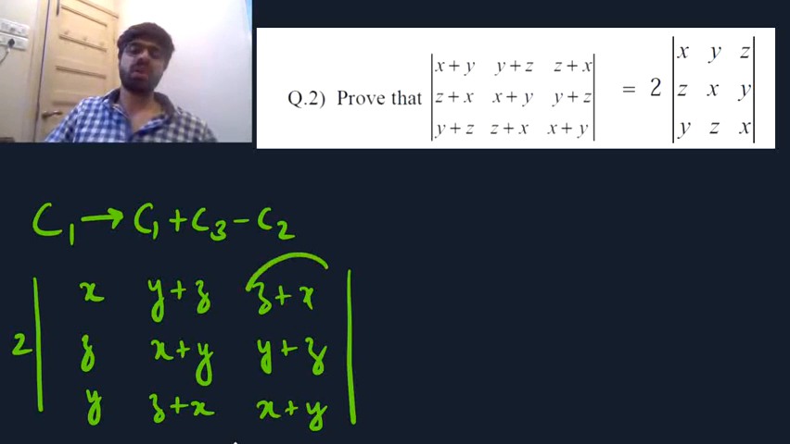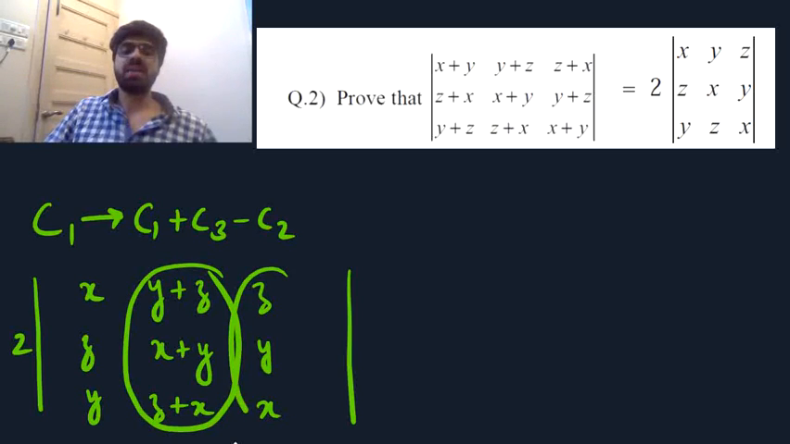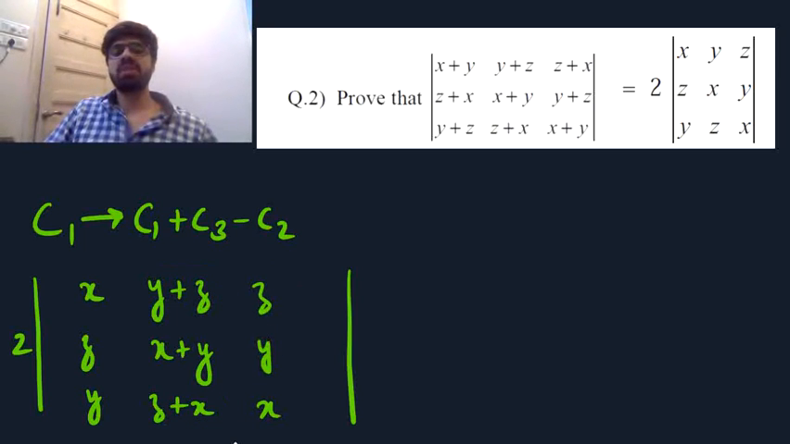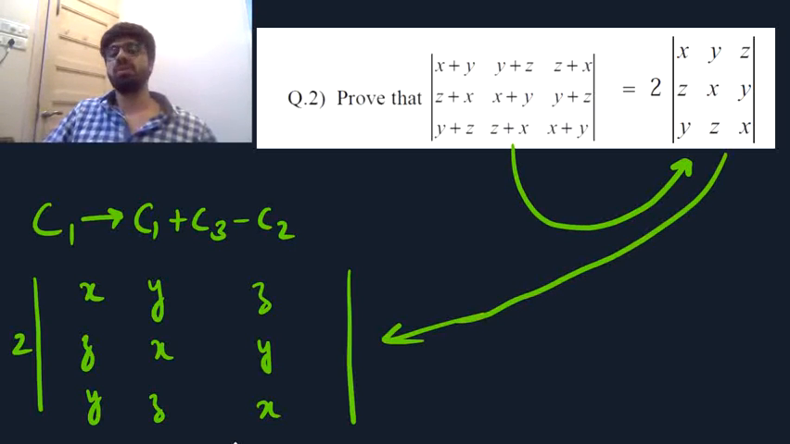So what we can do is go for C3 minus C1, and C3 minus C1 will eliminate this x, this z and this y. After this has been done, we can go for C2 minus C3, and C2 minus C3 will eliminate the z here, the y term here and the x term here. So finally this is what the determinant is going to look like. With these steps, this determinant is getting transformed to this. Okay, so this is how we are solving our second question.